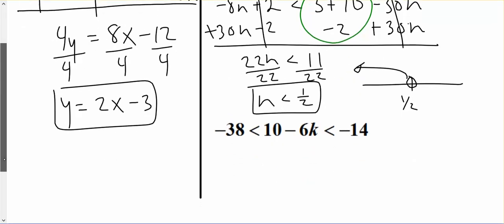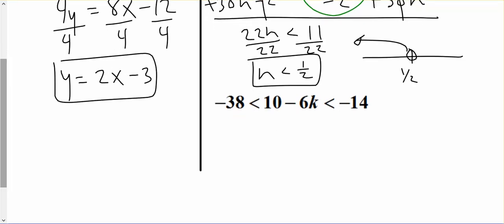Our last warm-up problem. It's a compound inequality because we have two inequality symbols. We're going to try and get k by itself in the middle of this problem between the two inequality symbols. We're going to work our way backwards through our order of operations. We're multiplying by negative 6 and we're adding 10, so we're going to subtract 10 first from all three sides when it's a compound inequality.